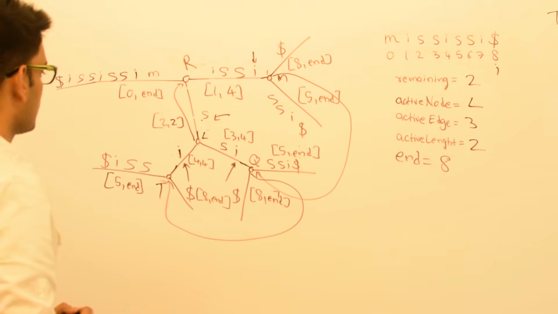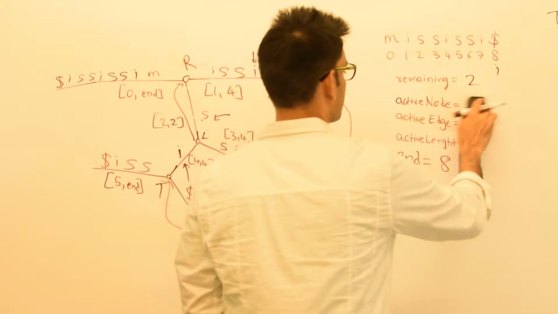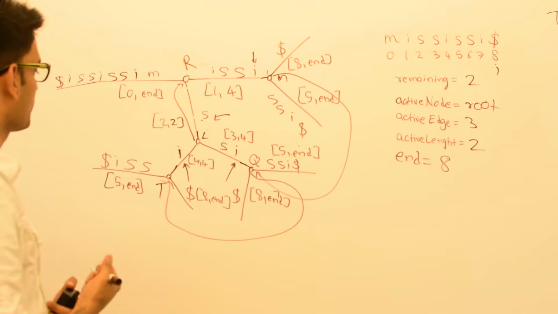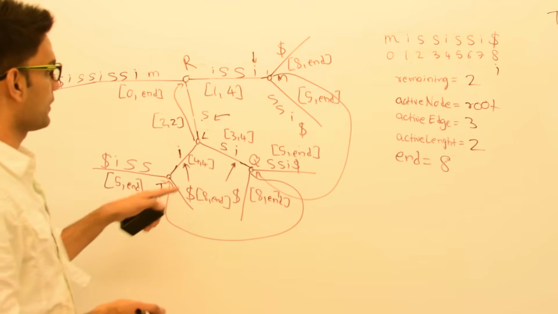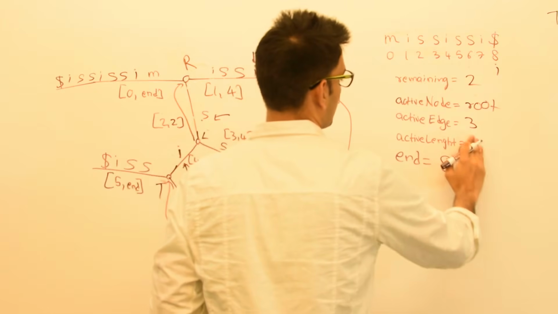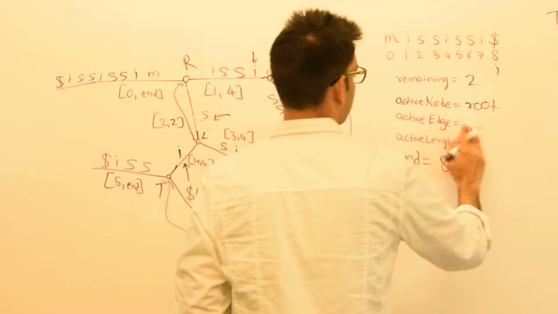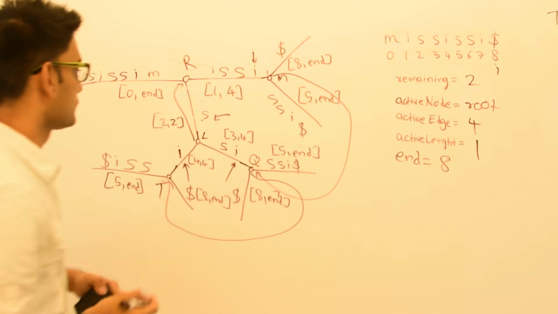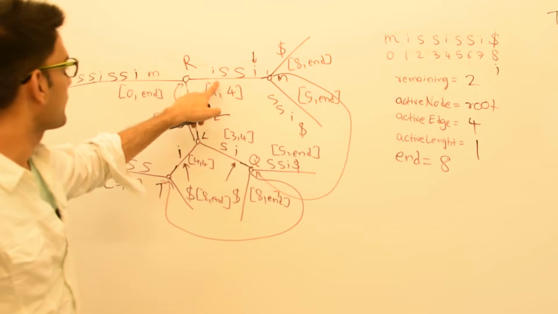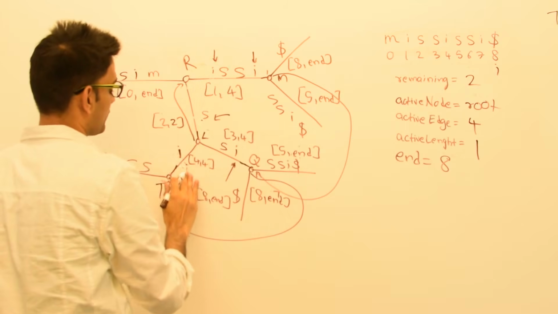And then from here, our question is, where do we move? Our active node was root last time, which I did not update. So since the active node is root, we decrement our active length by 1, so length becomes 1. And we increment our active edge by 1, so active edge becomes 4. So from root, we move in the direction of 4, which is I, and we move 1, so we reach this point. This is the next point we are looking at.